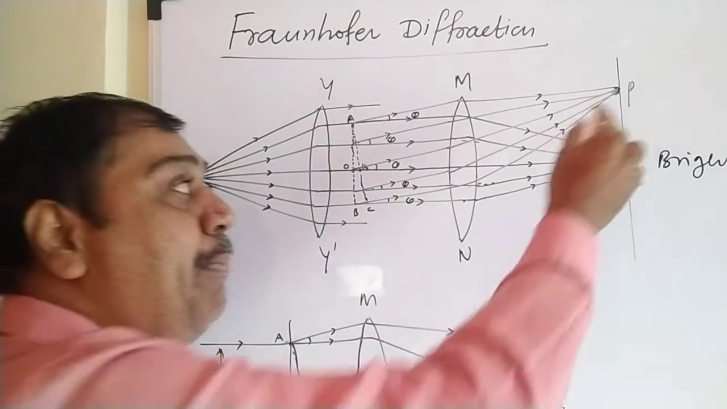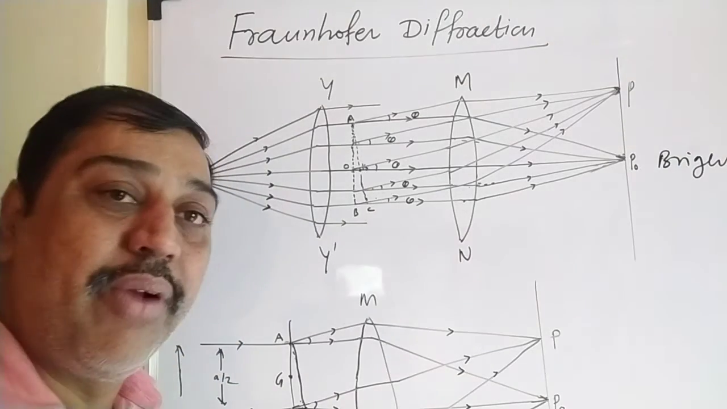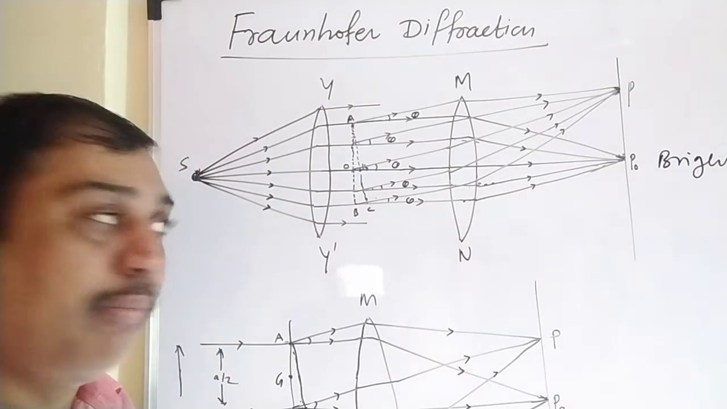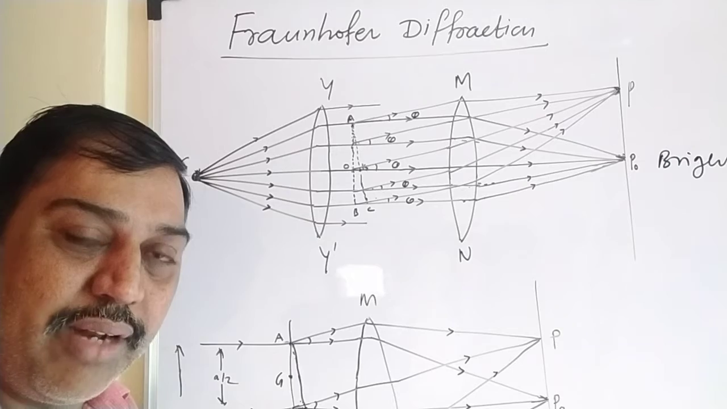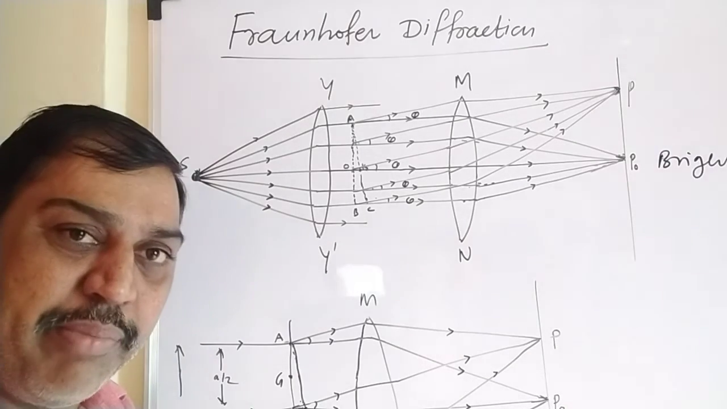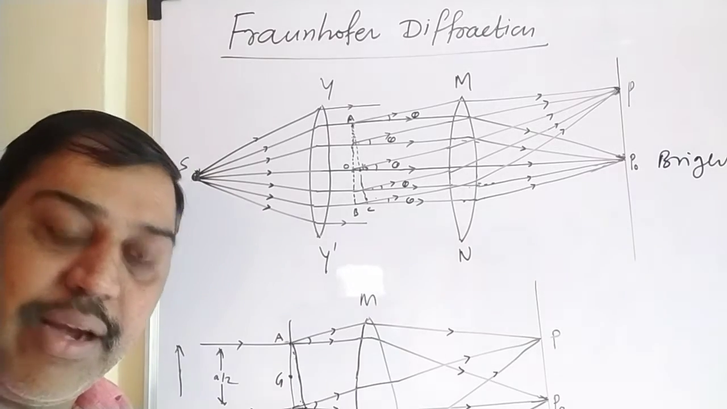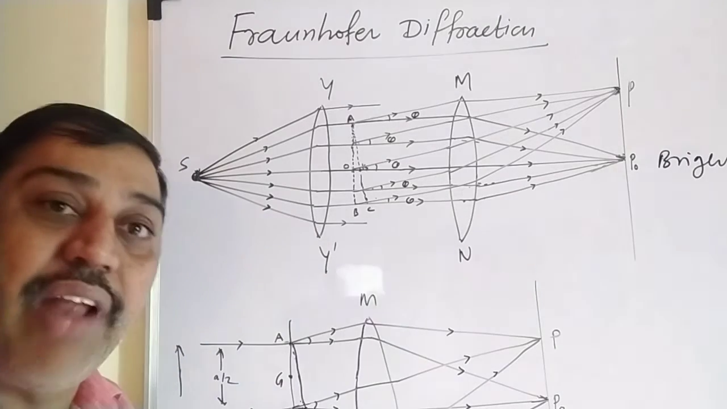Now point P may be bright, may be dark, and we have to find out a condition for the brightness of the point P. We have to find out the condition, just like in interference, at point P when it becomes minimum intensity and when it becomes maximum intensity. For that we have to find out a condition in the case of the diffraction pattern.